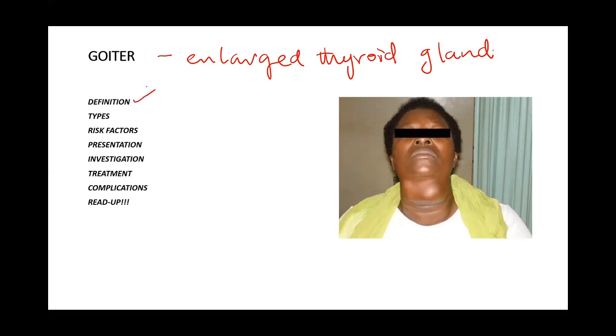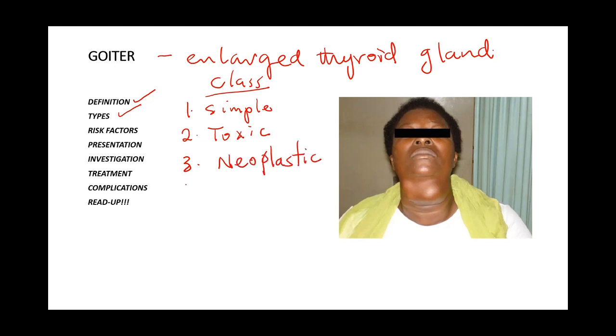So you should know what a goiter is. Now, the types of goiter, or classification of goiters: generally when a question comes related to the types, you should know they are classified as simple goiters, toxic goiters, neoplastic goiters, and inflammatory goiters. These are the various classes of goiters.